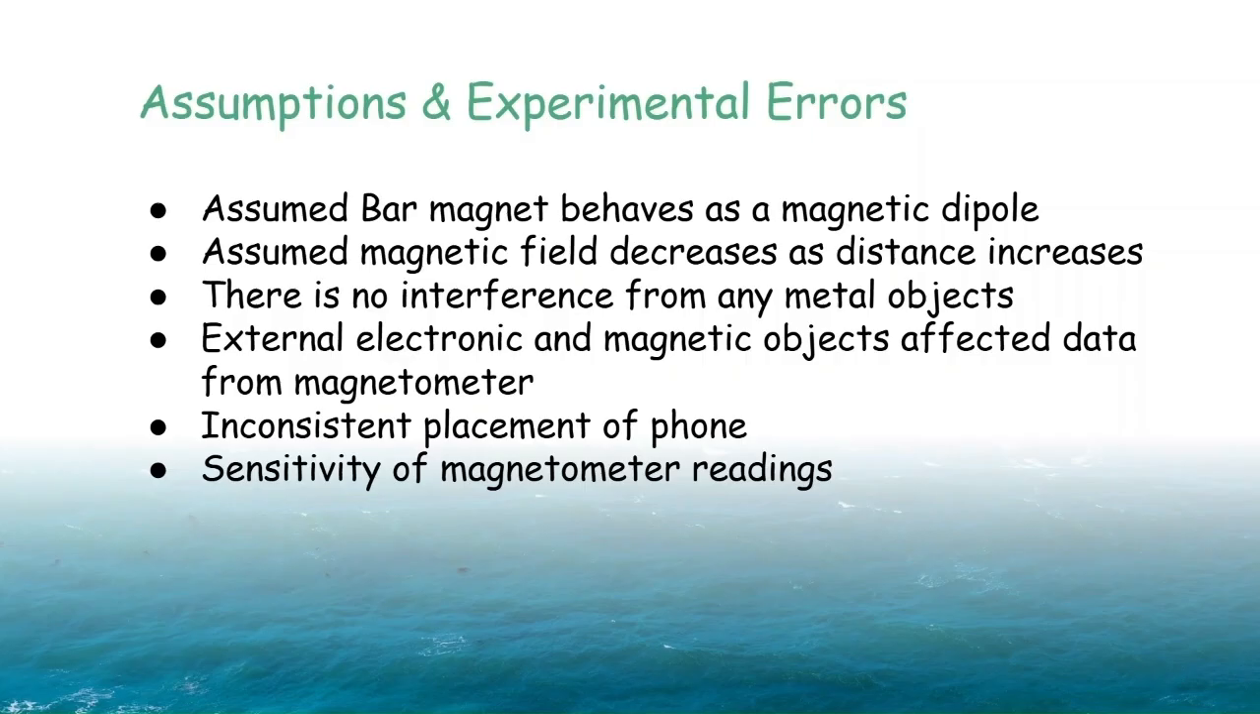Going to the assumptions and experimental errors, we assume that the bar magnet behaves as a magnetic dipole, we assume that the magnetic field decreases as distance increases, and that there was no interference from any metal objects, and some errors may be external electronic and magnetic objects which affected the data and the readings from the magnetometer. Another error may be the inconsistent placement of the phone and the sensitivity of the magnetometer readings.